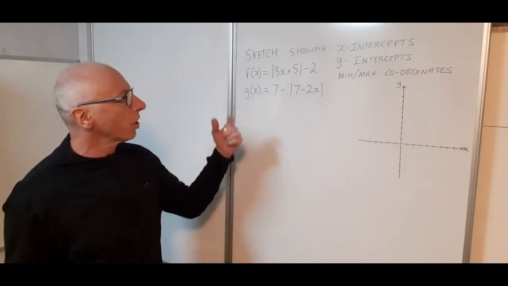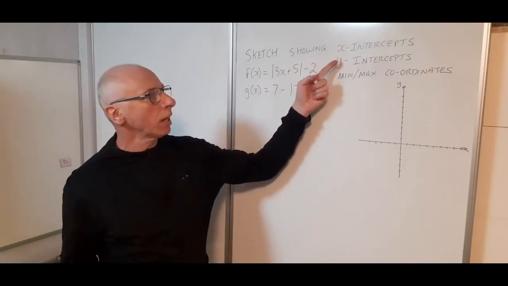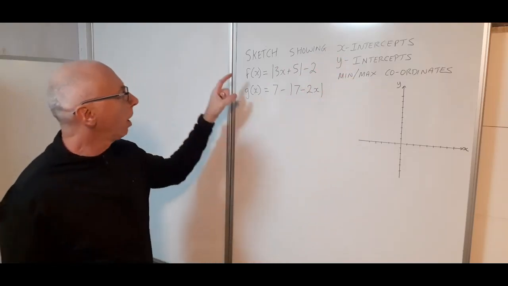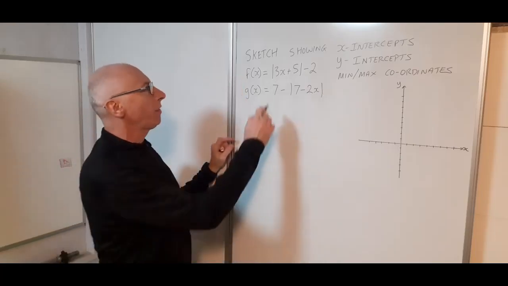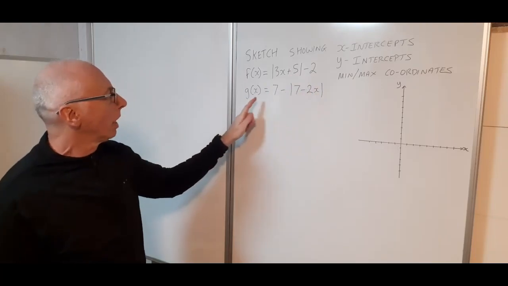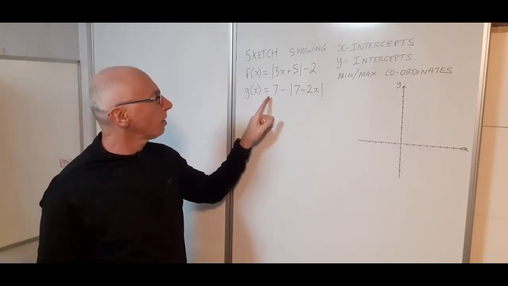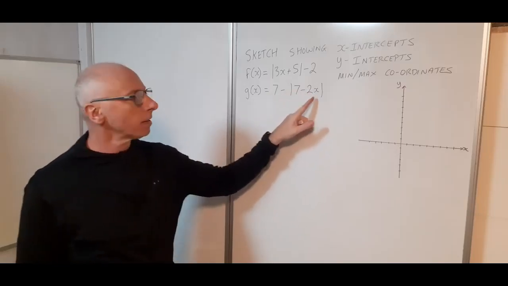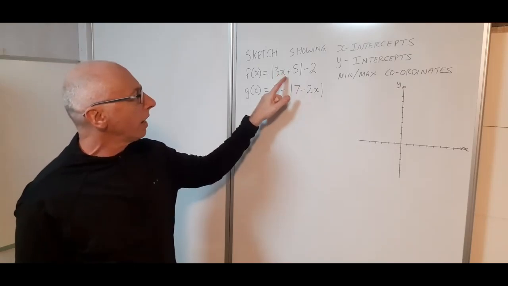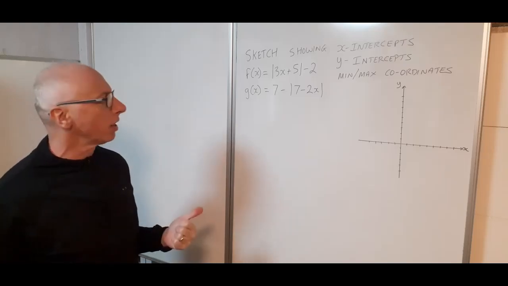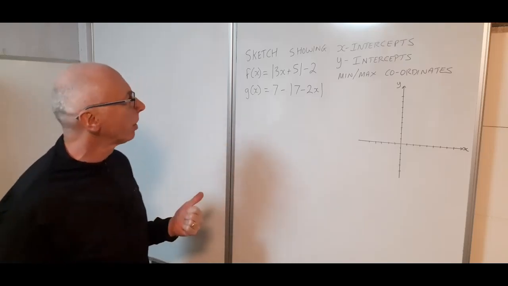So in this video we're going to sketch, showing the x-intercepts, y-intercepts and the minimum or maximum coordinates of these two functions. f(x) is the modulus of 3x + 5, minus 2, and g(x) is 7 minus the modulus of 7 - 2x. Now note, when anything's in the modulus it will always come out as a positive. That's the rule for modulus.